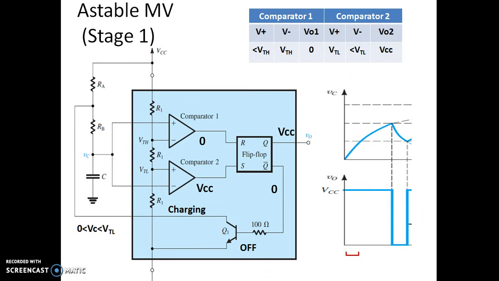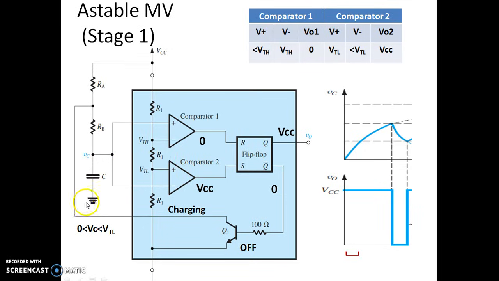Let us see the working of the astable multivibrator stage by stage. Let us first consider that the voltage of the capacitor is greater than 0, but less than VTL. As you can see, the capacitor is connected to the inverting terminal of the first comparator, and to the non-inverting terminal of the second comparator.